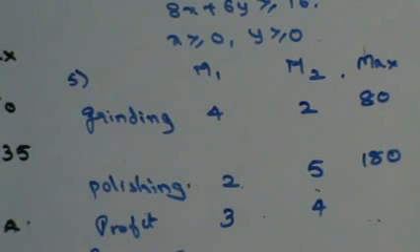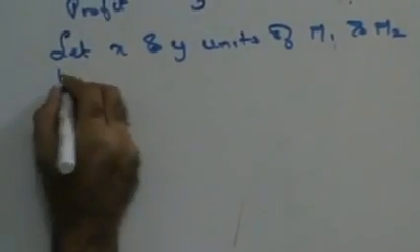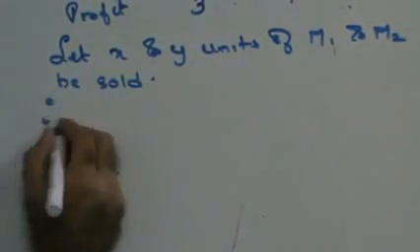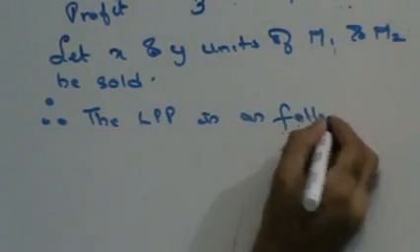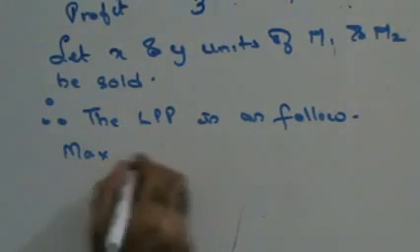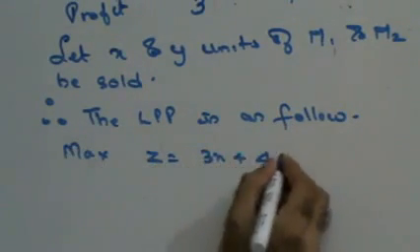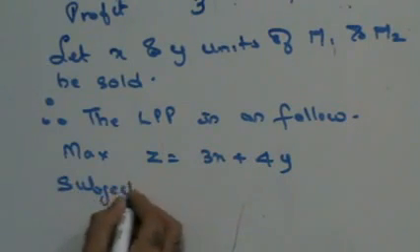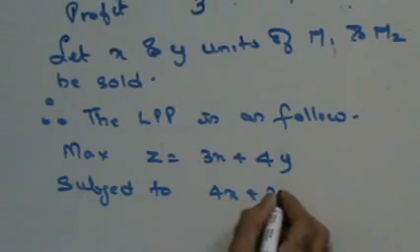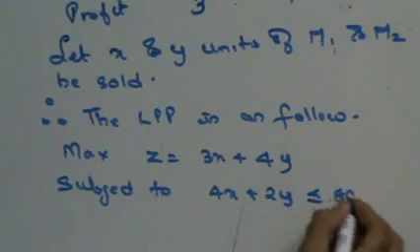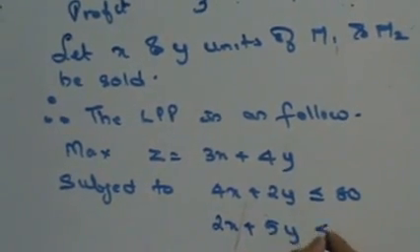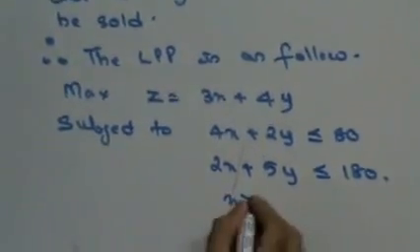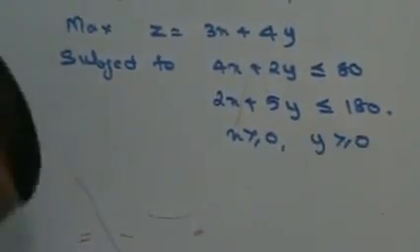We'll say let x and y units of M1 and M2 be sold. Therefore, I can say that the LPP is as follows. Profit, therefore maximize Z is equal to 3x plus 4y, subject to 4x plus 2y is less than or equal to 80, because maximum it is available for 80 hours. 2x plus 5y is less than or equal to 180. x is greater than or equal to 0. y is greater than or equal to 0.